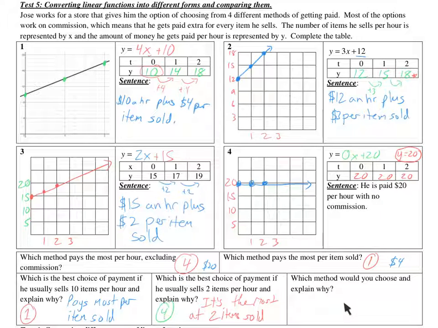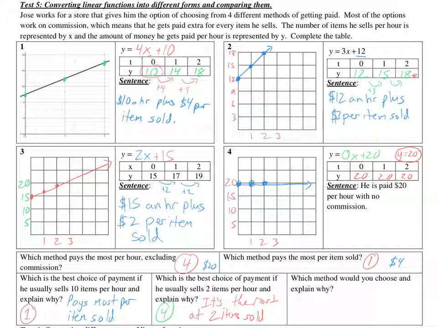The last question is completely opinion, but you need a reason behind it. Which method would you choose? Explain why. Well, if you knew you could not sell a lot of items, would you be doing this one? If you knew you could sell a lot of items, would you be choosing this one? Don't you have to figure out for yourself how many items you expect to sell per hour? Couldn't one of these be better if you knew a special number of items you're selling? Like if you knew you can sell about 5 or 6, you might choose one of these.